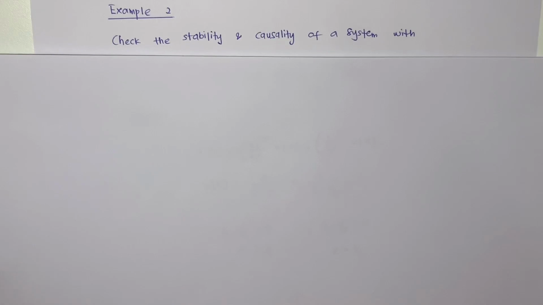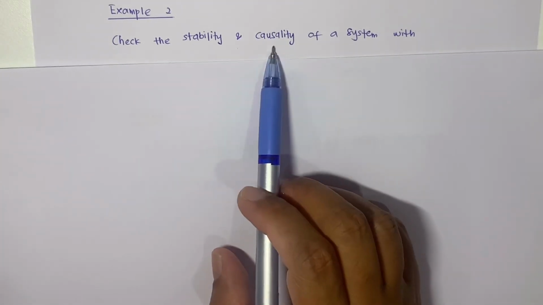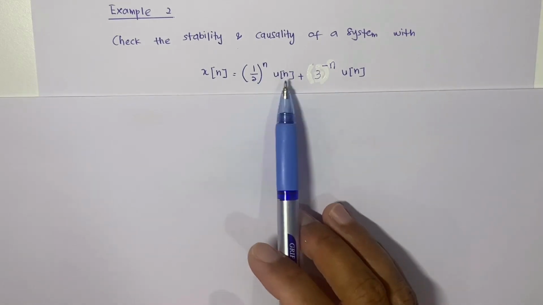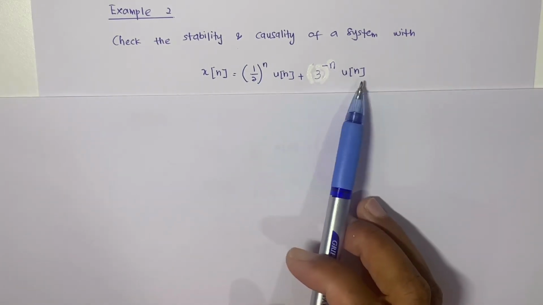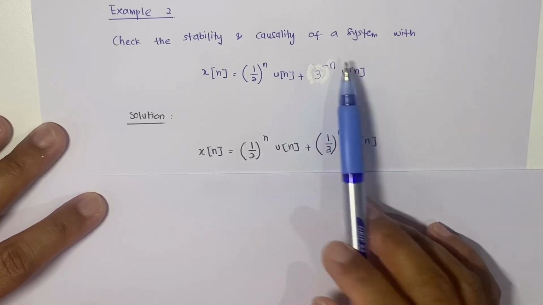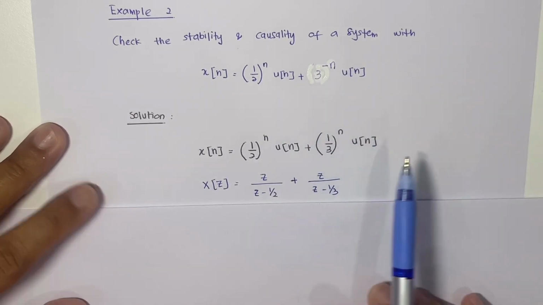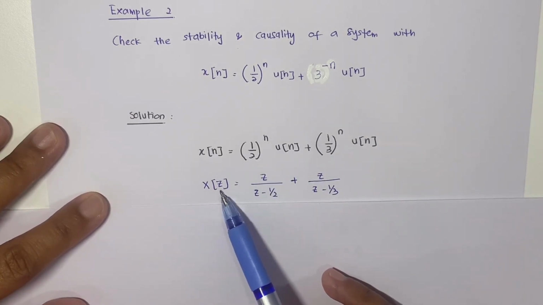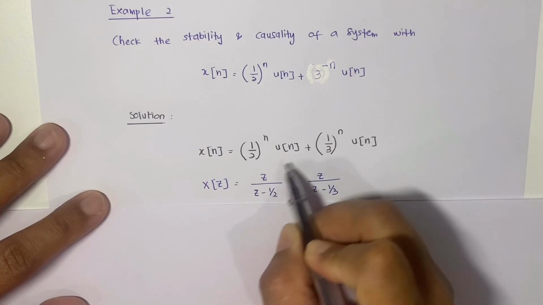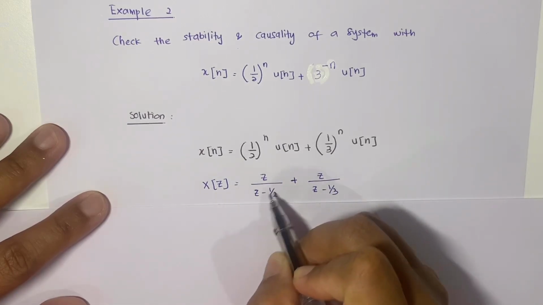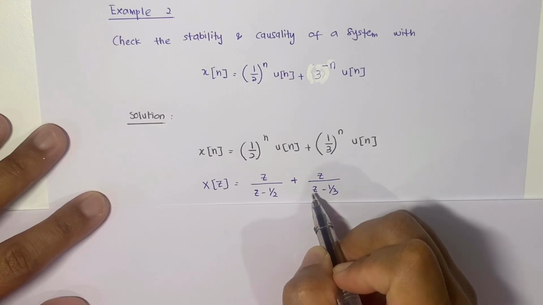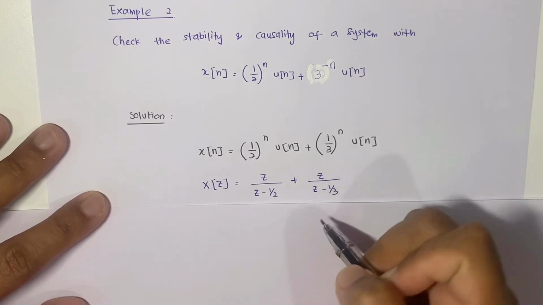Okay, for example number 2, the question asks you to check the stability and causality of a system with x[n] equal to (1/2)^n u[n] plus 3 to the power of negative n u[n]. So we change 3 to the power of negative n to (1/3)^n, and then find the z transform. For this term you will get z divided by z minus 1 over 2, plus z divided by z minus 1 over 3.